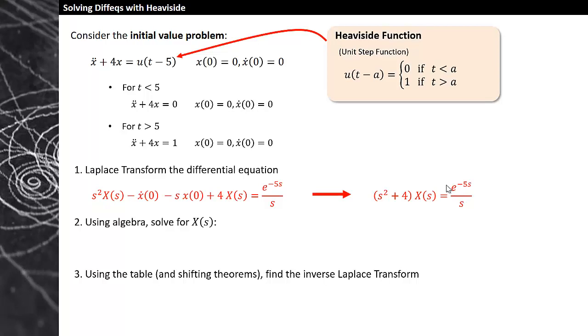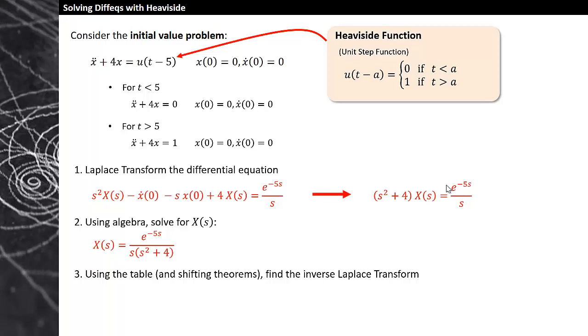Actually, a lot of these terms vanish because x dot at 0 and x at 0 are both 0, so those terms vanish entirely. On the left-hand side, I just have s squared plus 4 times capital X, and on the right-hand side, I have e to the minus 5s over s. So there's not a whole lot of algebra for us to do to solve for capital X of s. We just need to divide both sides by s squared plus 4 to get the solution for capital X of s. So we're pretty much there for solving the differential equation using the Laplace transform.